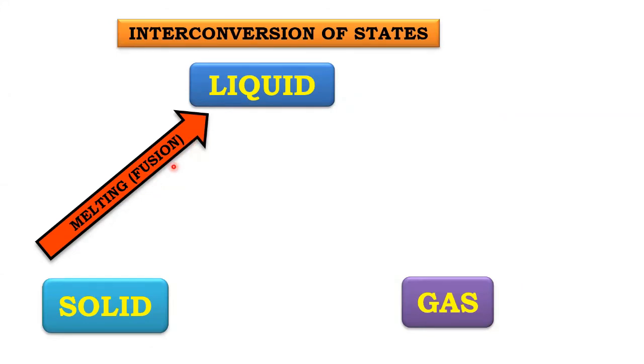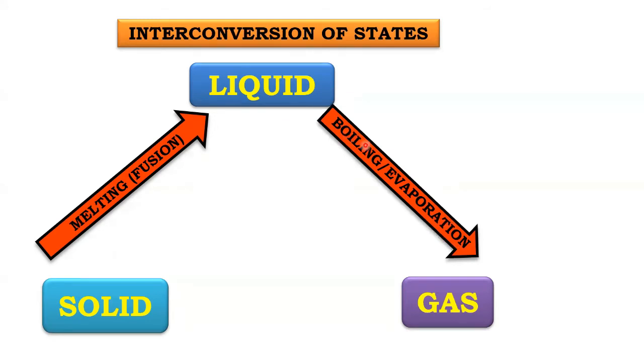Why fusion? Because the particles of solids, which were held very closely to each other, are now able to move a bit more freely, and that is why fusion takes place. So we can say that solid has gone through fusion and has been converted into liquid. Liquids can be converted into gases, and that process is called boiling or evaporation.